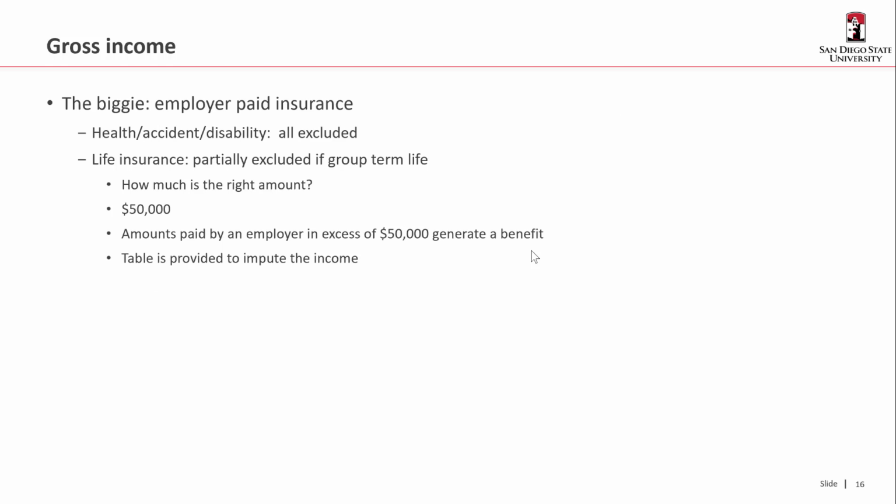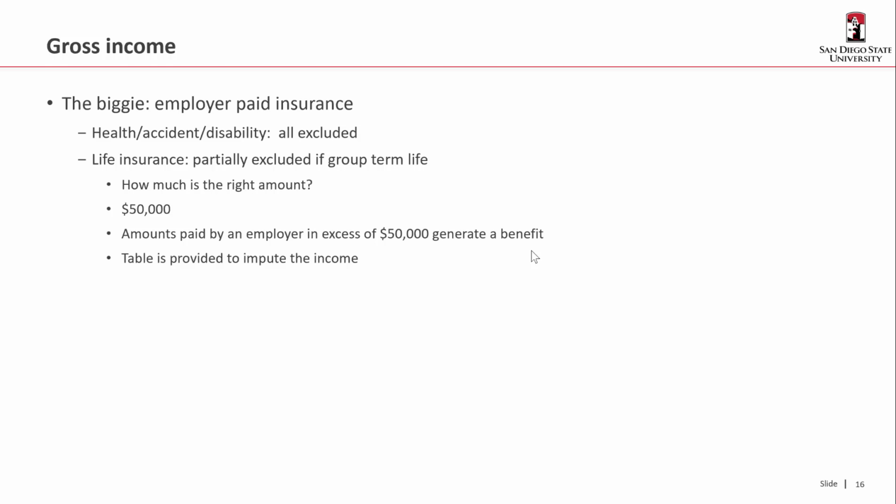So what is the biggest fringe benefit? Without question, monetarily, it's the health insurance exclusion. To the extent your employer pays for health, accident, or disability insurance, it's all excluded, right? So your employer can just flat out pay your premiums, and you don't have to include that. They can also buy life insurance, as long as it's group term life and it's for everyone. But they can only buy you up to $50,000 worth, right?